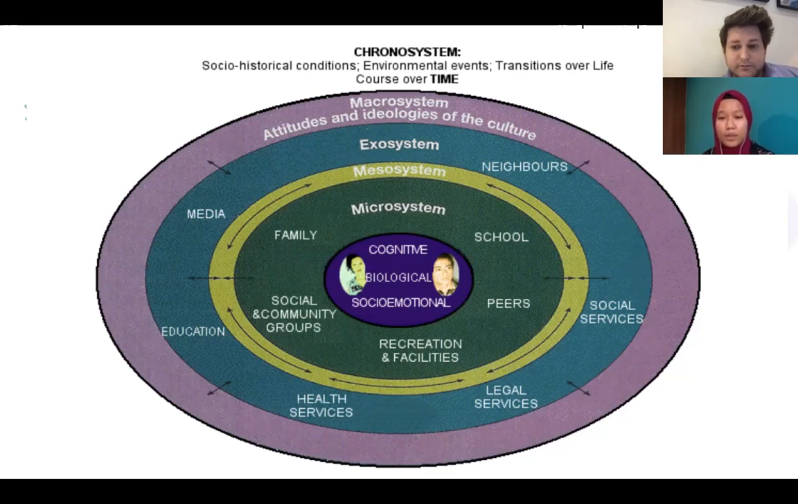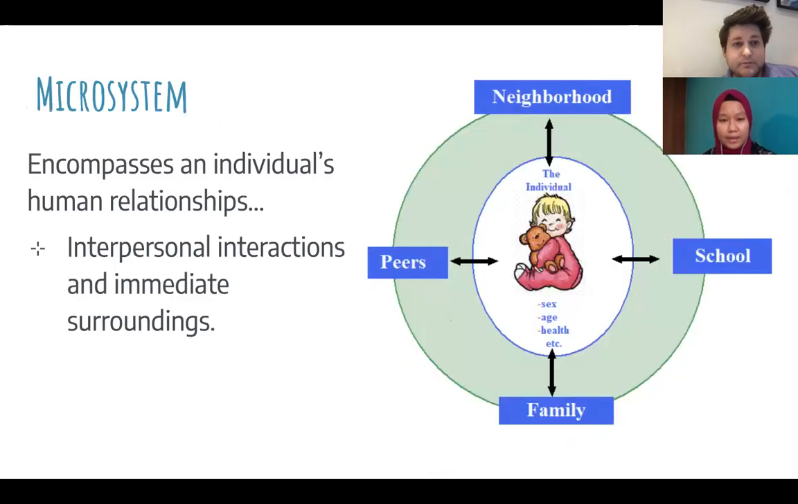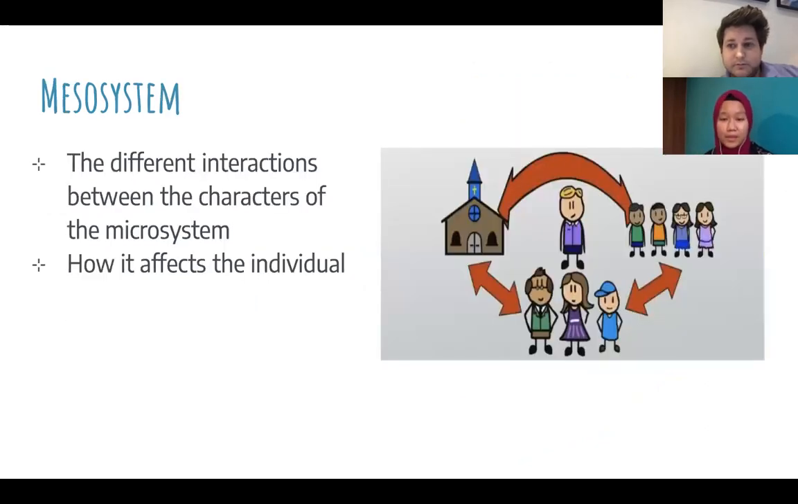So this would be the child's relationship to their parents, to their siblings, to their neighbors, and the school environment. I think we can show them the next slide so that, yeah, so this is a much better view. So this is how the individual interacts individually with all these different relations. That's the microsystem. The next one is the mesosystem.